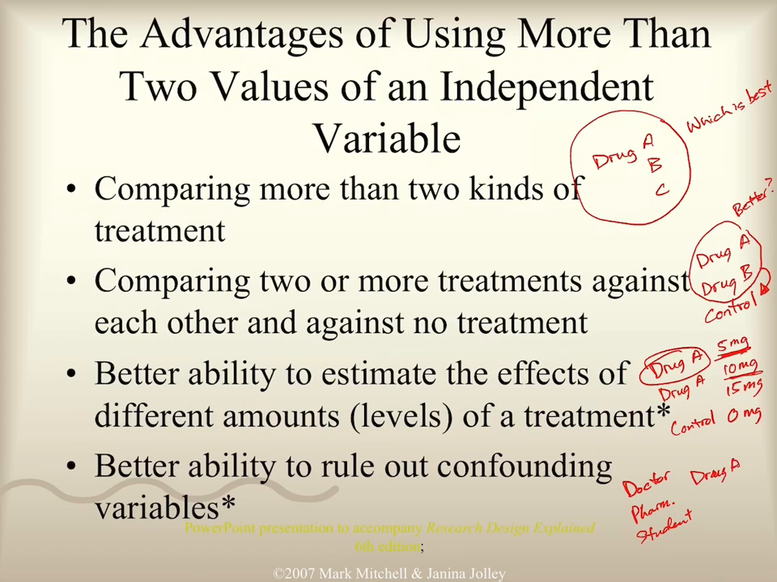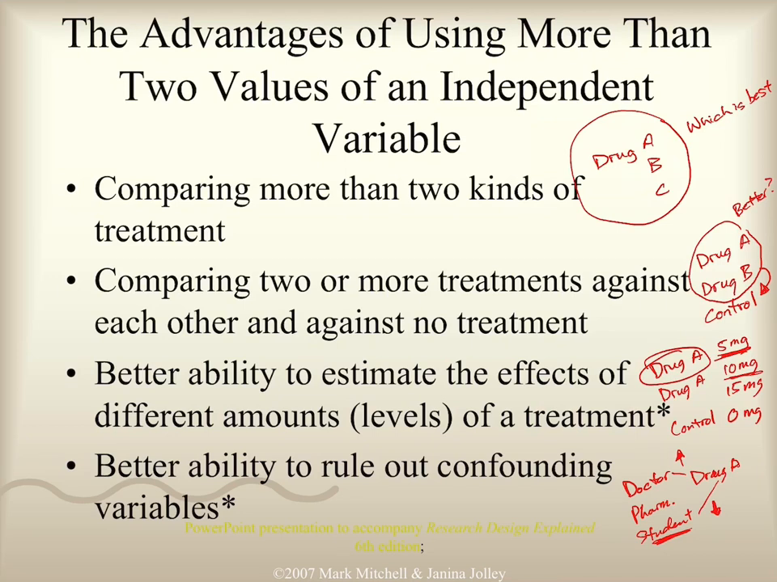Well, it may be that when the doctor gives them drug A, they end up scoring the highest on happiness. And when the student gives them drug A, they end up scoring the lowest, in part because of the placebo effect. They don't believe that this is really going to be an effective drug with the student. So in other words, there's lots of ways in which multiple group experiments can help us to identify either other confounding variables or to compare different types of treatment against each other and against an empty control group.